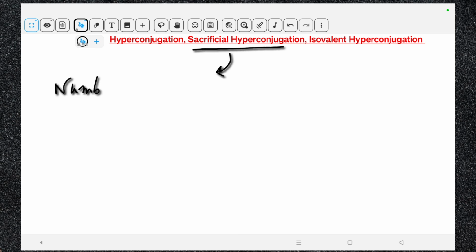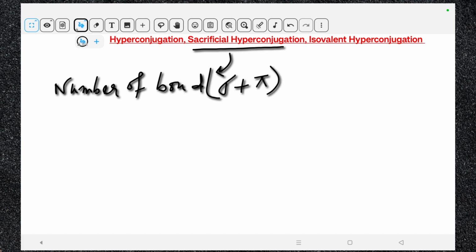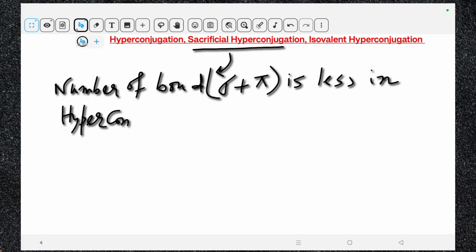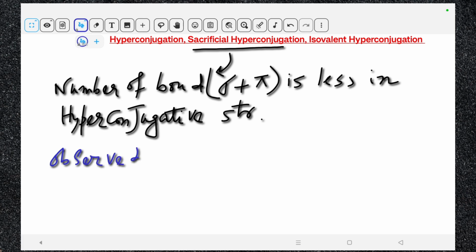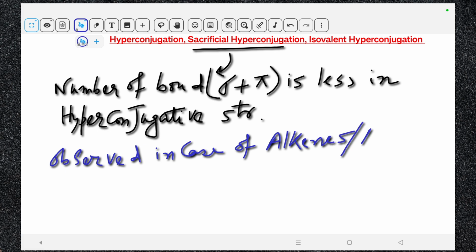Now we will know about sacrificial hyperconjugation. If the total number of sigma and pi bonds becomes less in the hyperconjugative structure than in the original structure, then it is known as sacrificial hyperconjugation. That type of hyperconjugation is observed in the case of alkenes or alkynes where an sp3 carbon is attached with an sp2 or sp carbon center.